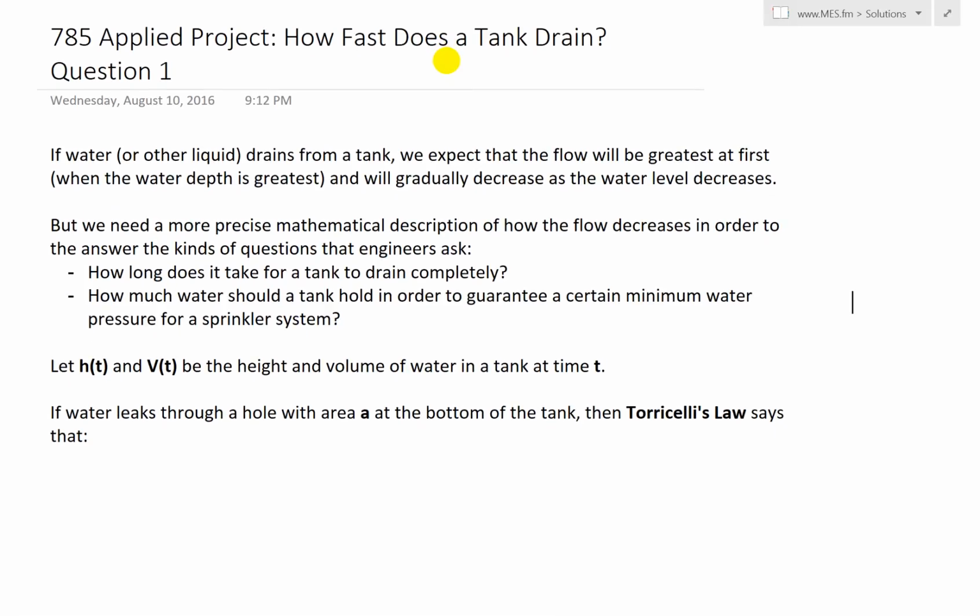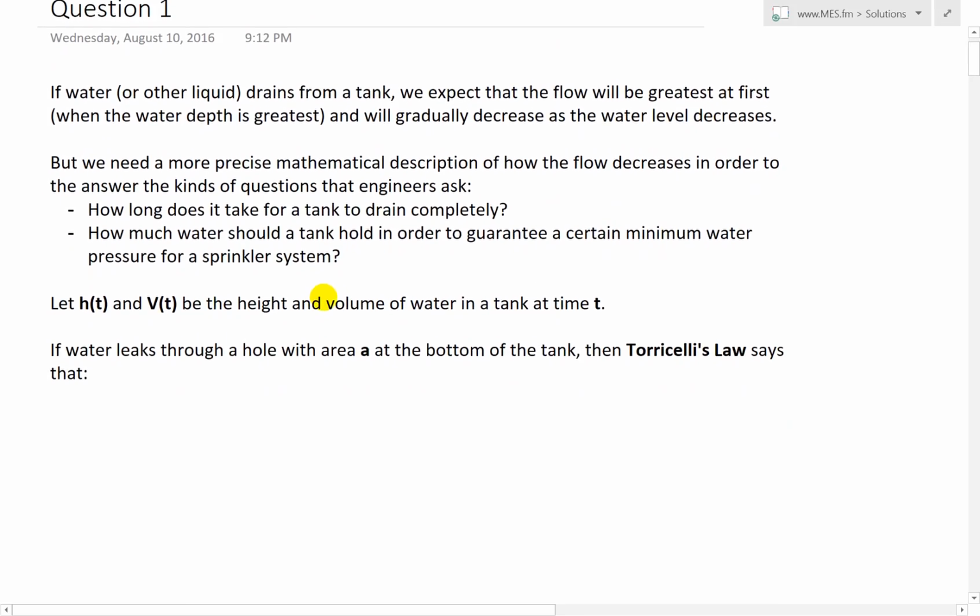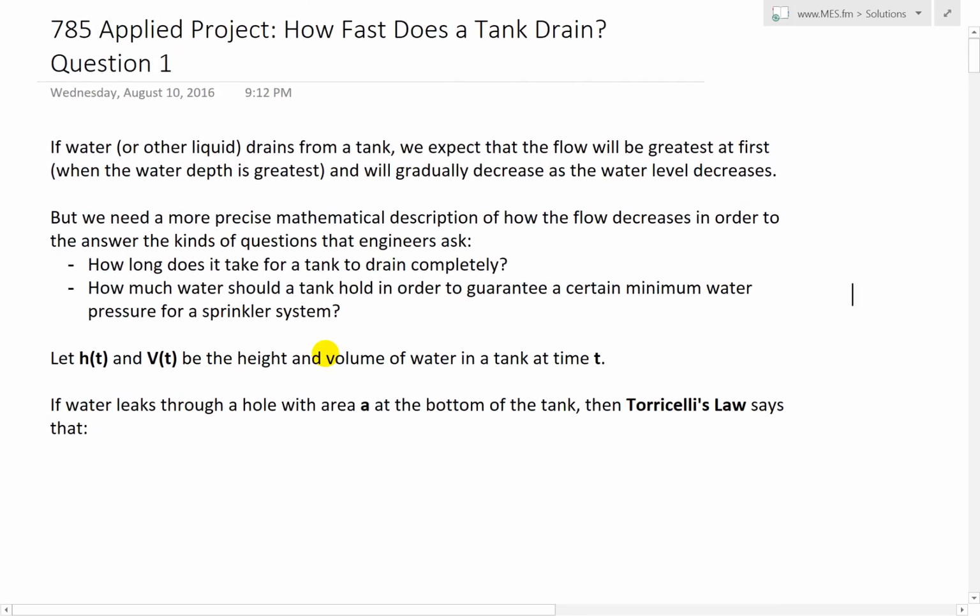And this time I'll go over this one, which is how fast does a tank drain? And we'll go over question 1 of this. There's multiple questions. I'll just go over question 1 in this video. Basically, let's just go through this project.